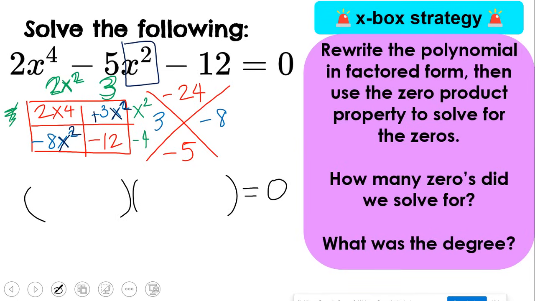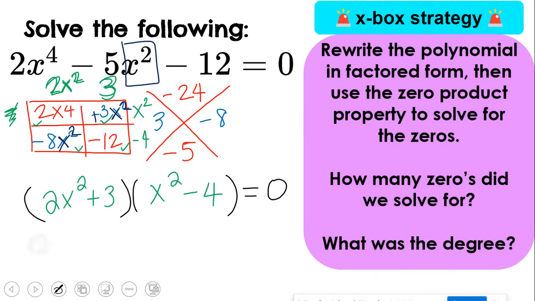2x squared times x squared does give me 2x to the 4th. 3 times x squared does give me 3x squared. 2x squared times negative 4, that does give me negative 8x squared. 3 times negative 4, that does give me negative 12. So once I've used the X-box, I can just put them in the factors. 2x squared plus 3 and x squared minus 4.